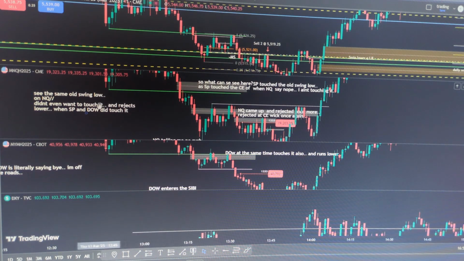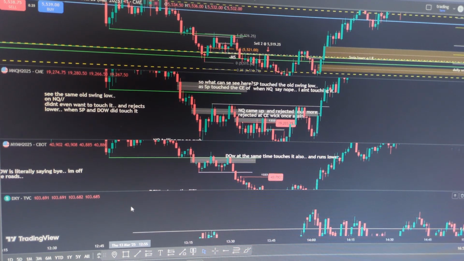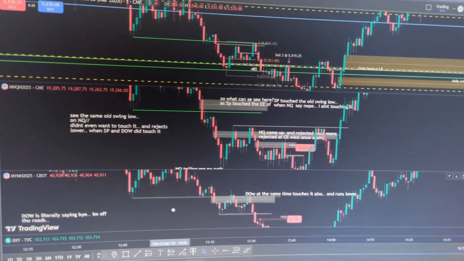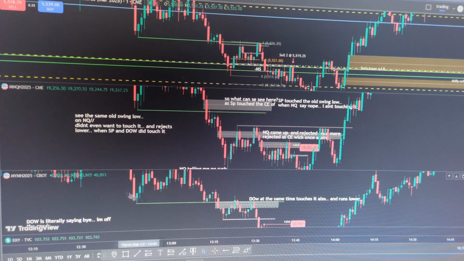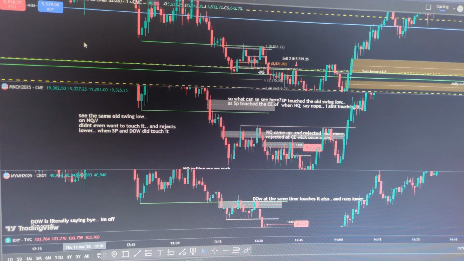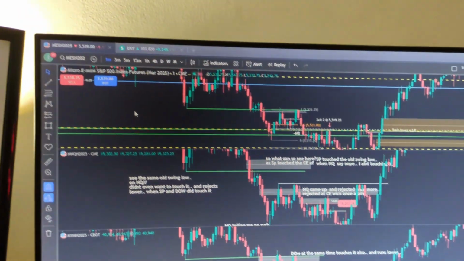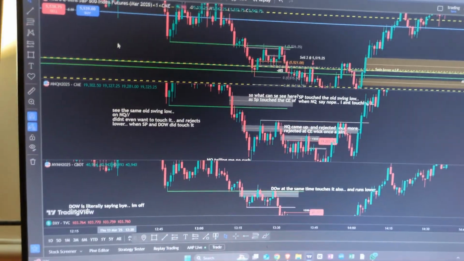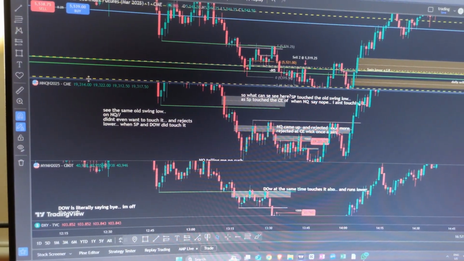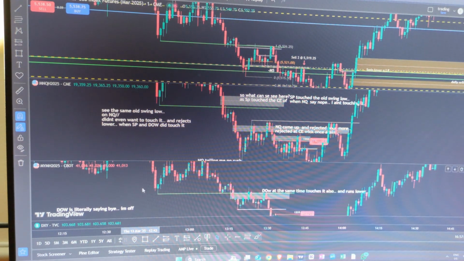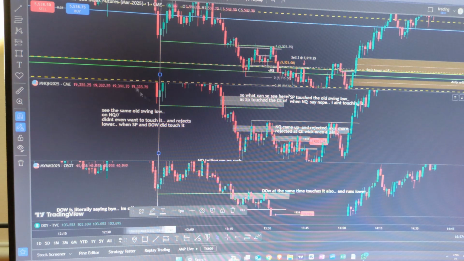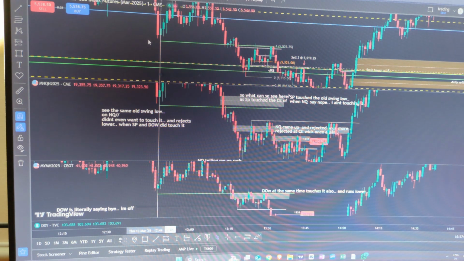This is the old swing low. Yeah, as you can see. This is Dow. The one on top here is S&P. The one below here is Nasdaq, and the one below here is Dow. So this was the old swing low I was talking about. It's this swing low right here.